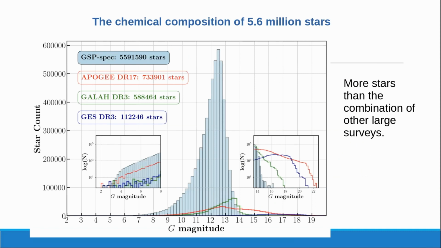This is the output compared to the other big surveys like Apogee, Galah, and Gaia-ESO survey. As you can see, we have more sources than the combination of all of them in all the G magnitude range, well, except in the very faint regime.